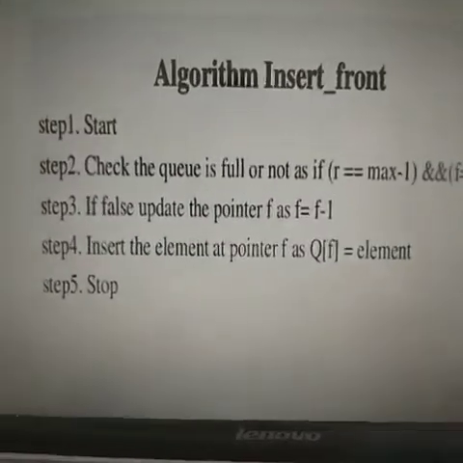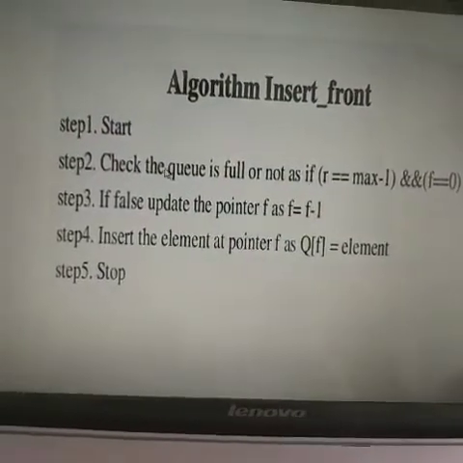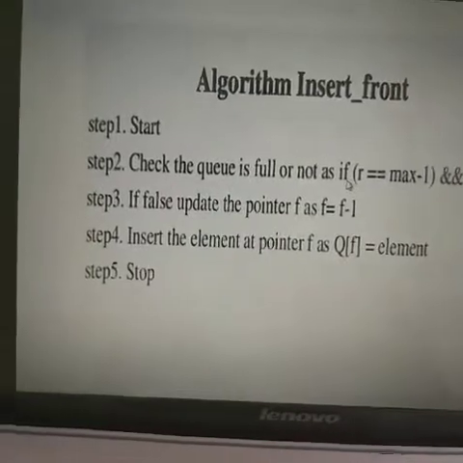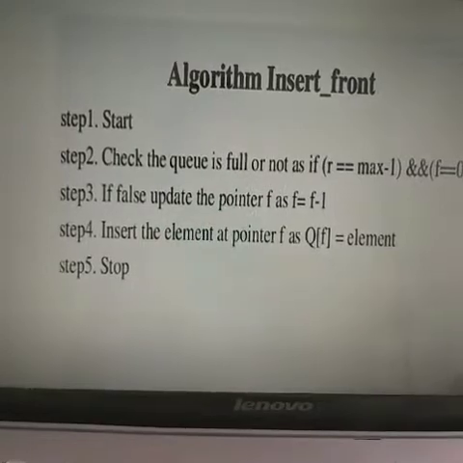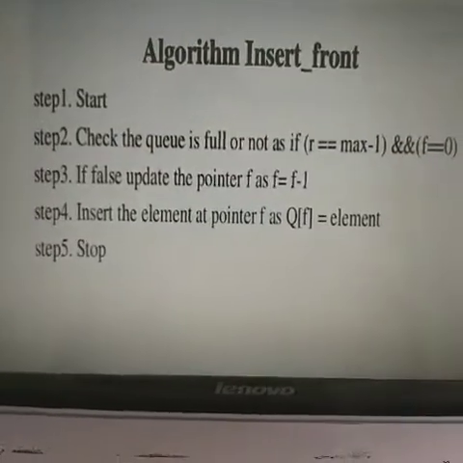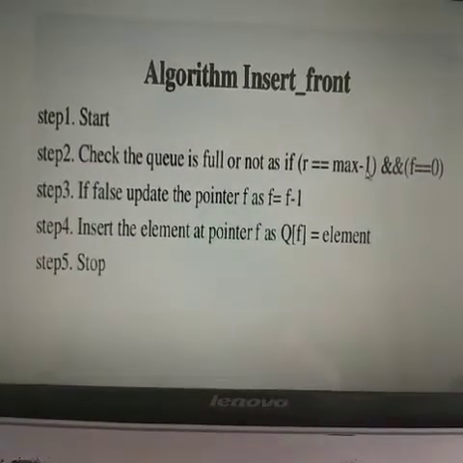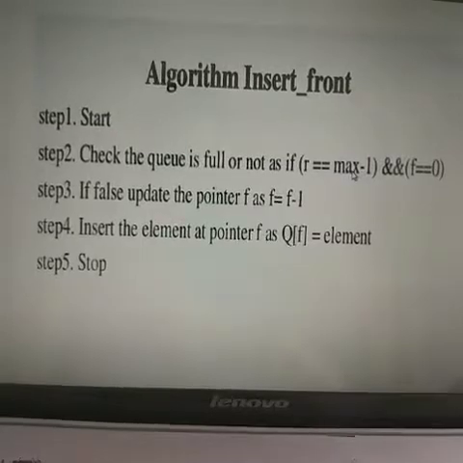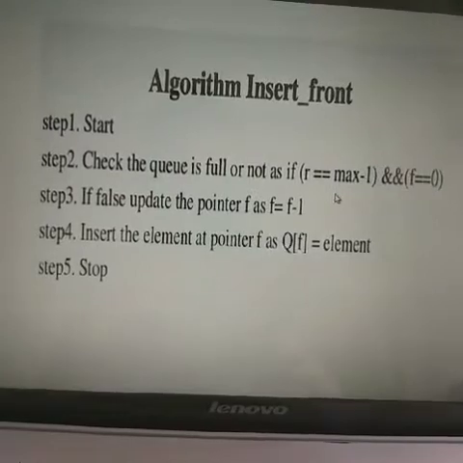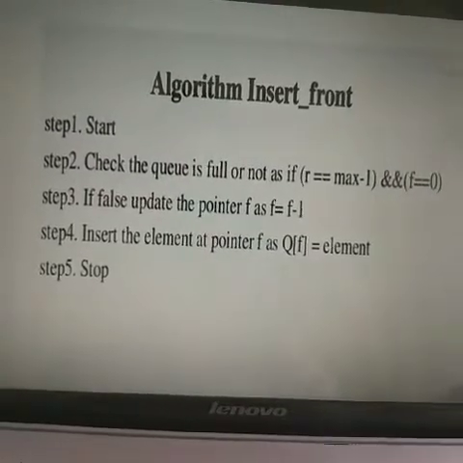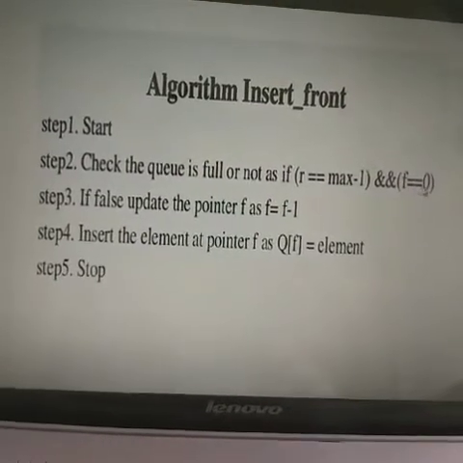And next we have the algorithm for insert front. We start, and check whether the queue is full or not. The first condition is to check the queue data structure, जो queue हमें दिया गया है, within the given size of 4 or 5, कि वो full तो नहीं है. If r is equal to max minus 1, maximum size अगर 7 है तो we have to check that 7 minus 1 is equal to 6. From the starting index 0 to 6 we have to check whether the queue is full or not, and if f equal to front equal to 0.